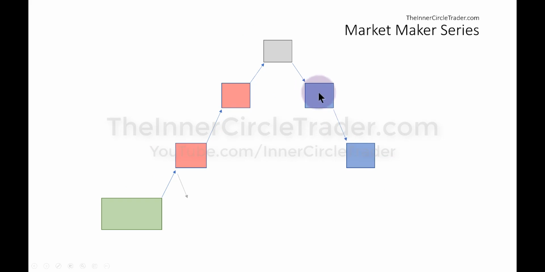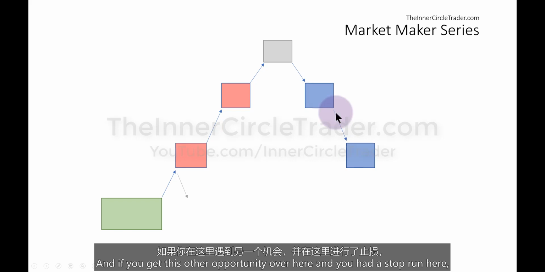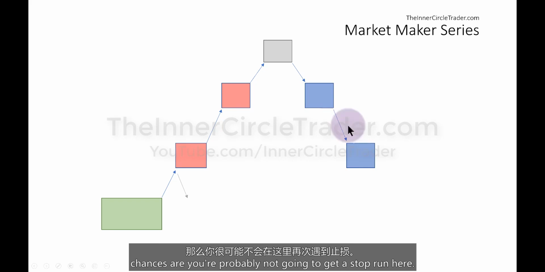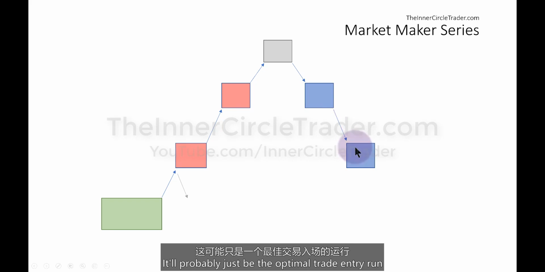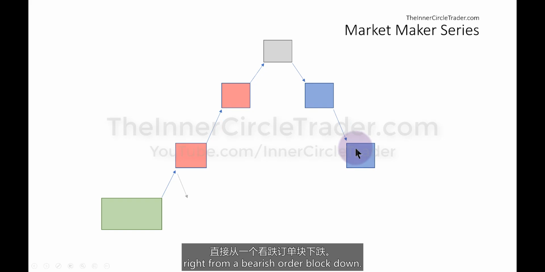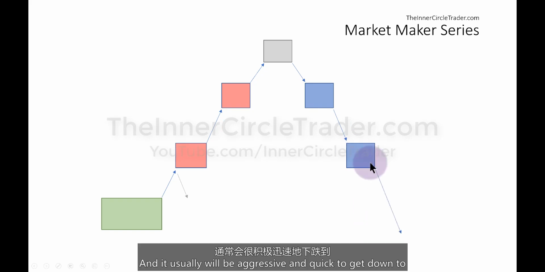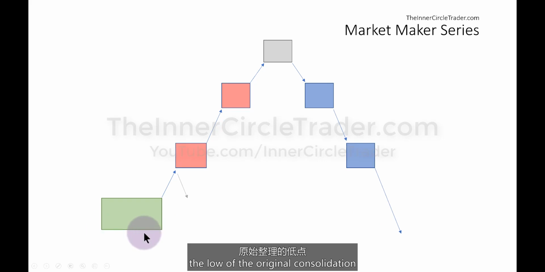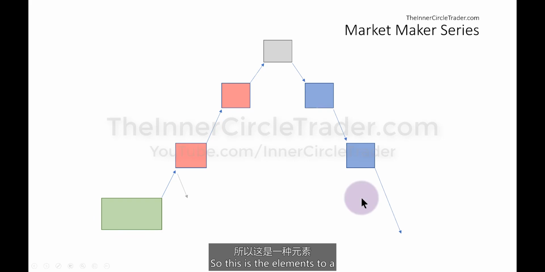you've taken here. And if you get this other opportunity over here and you have a stop run here, chances are you're probably not going to get a stop run here. It'll probably just be the optimal trade entry run right from a bearish order block down. And it usually will be aggressive and quick to get down to the low of the original consolidation where sell stops are resting. So these are the elements of a market maker sell model.